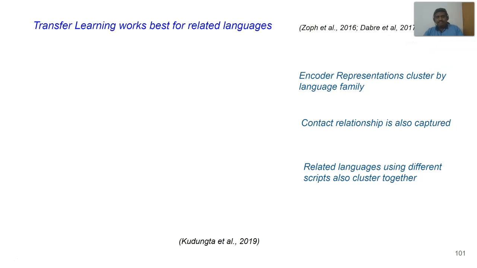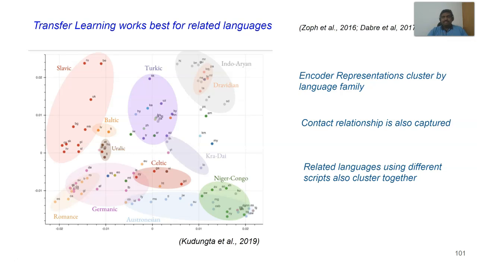More evidence for this hypothesis comes from various languages in multilingual NMT systems. If you look at the encoder representations at the top of the encoder stack, where you expect the representations to be the most language independent, we see that they still cluster by language family. Not just by language family, but what is also interesting is that some sort of contact relationship is also captured.